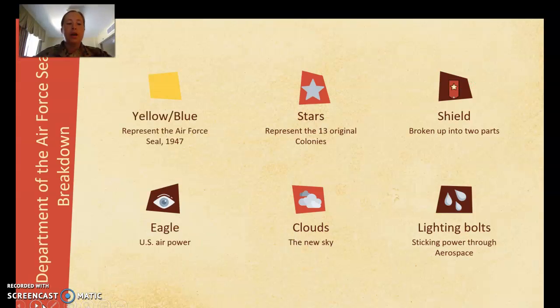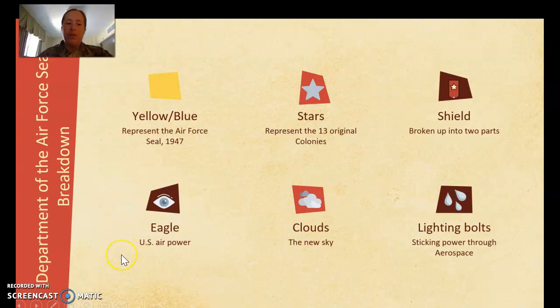So, like I said, I wanted you to remember the different things in the seal that I pointed out. So first, the yellow and blue represent the Air Force seal of 1947. The 13 stars represented the 13 original colonies. The shield is divided up into two parts.